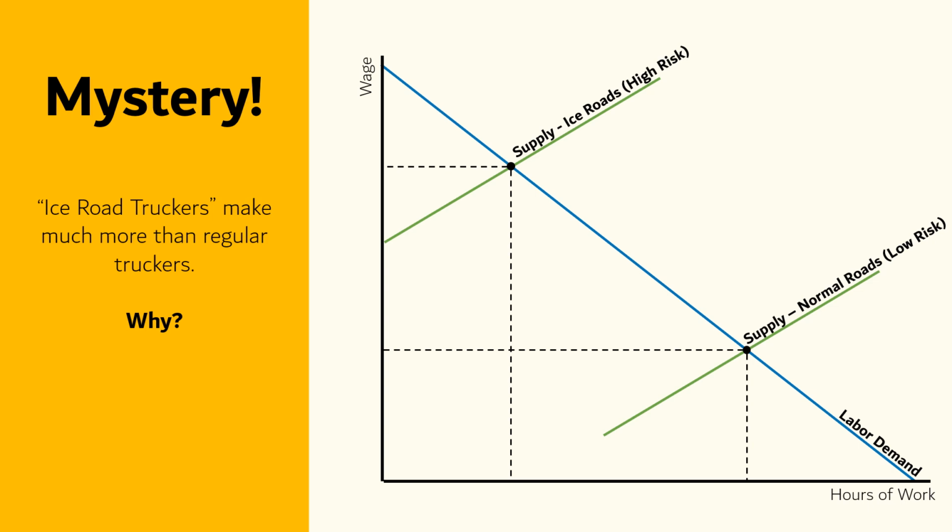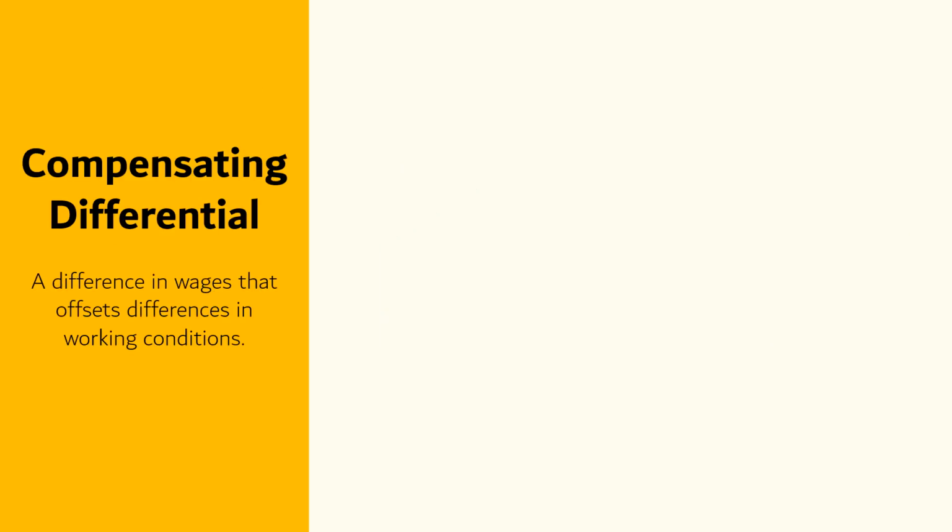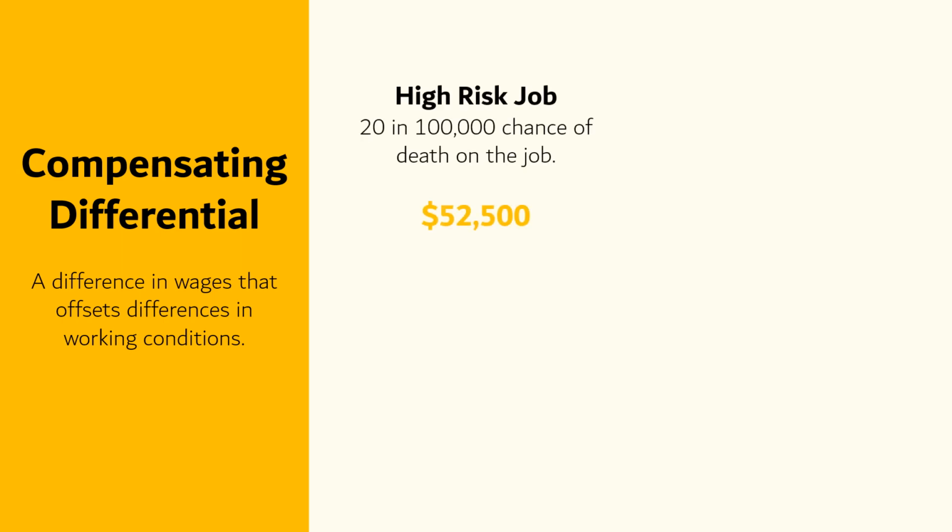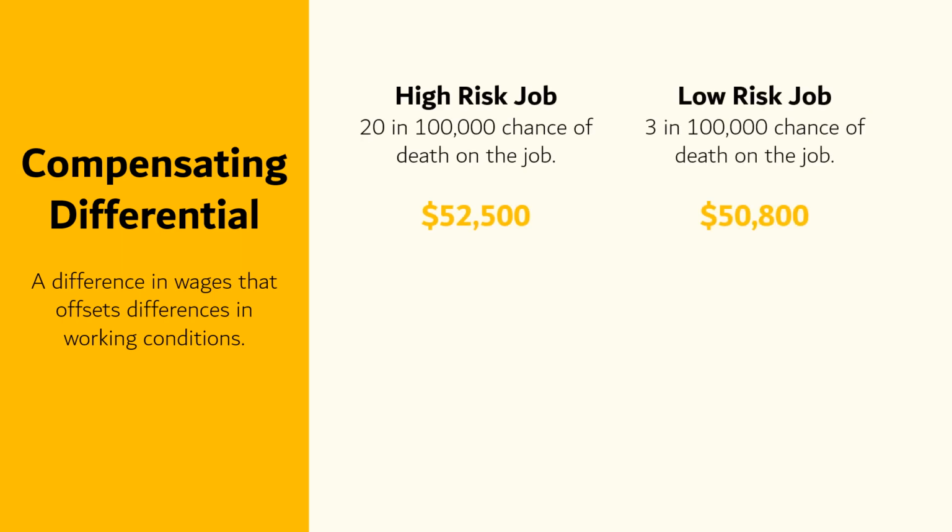What's interesting about this is that the market is essentially setting a price on people's lives. If these two jobs are otherwise similar in skills, education, and other conditions, but only differ in the risk posed to a person's life, then the difference in wages reflects the price people are charging in order to be willing to take that risk. We call this difference a compensating differential, which is a difference in wages that offsets differences in working conditions.